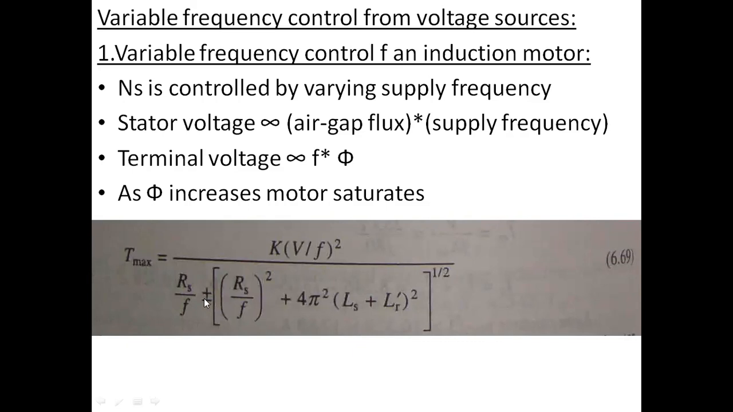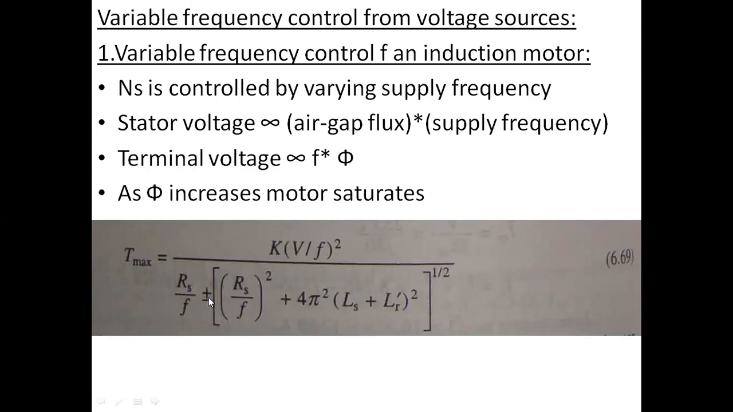Okay, so here we can see plus or minus, right? What is this plus or minus? The positive sign indicates the motor operation and the negative sign indicates the braking operation. For forward motoring we have to take plus, and for braking we have to take minus.